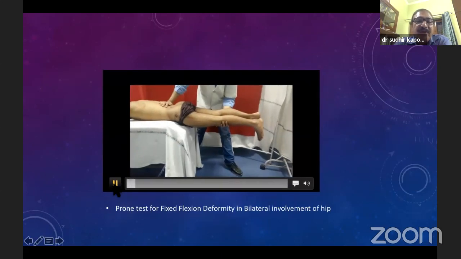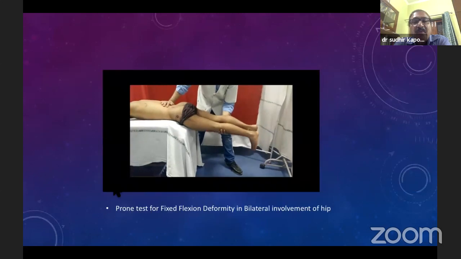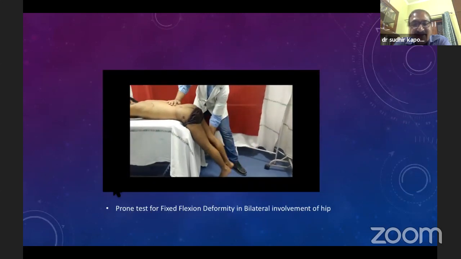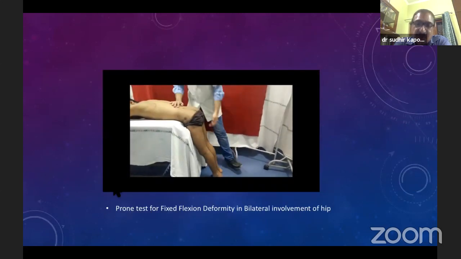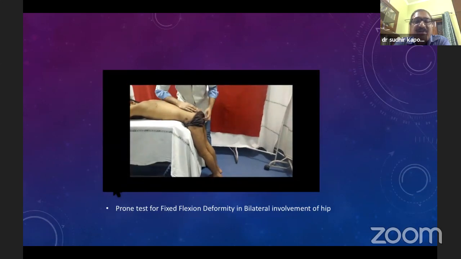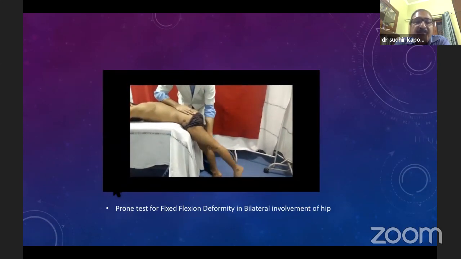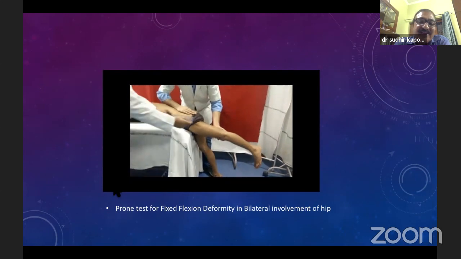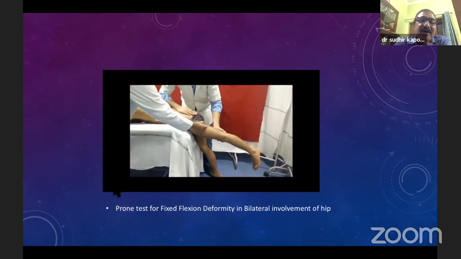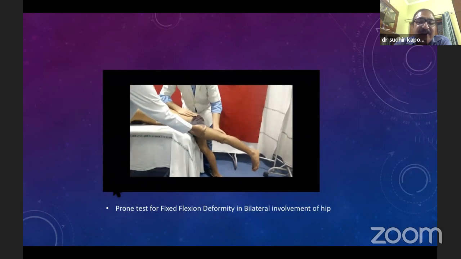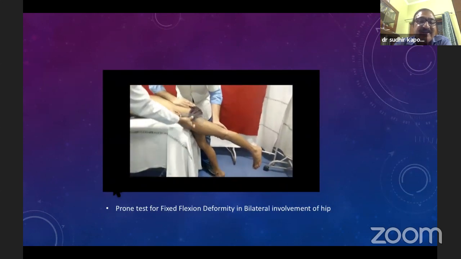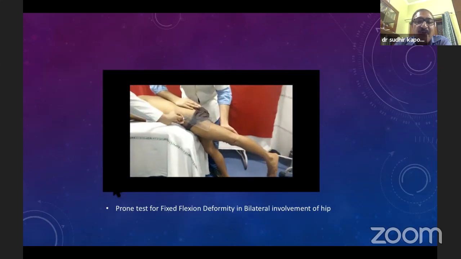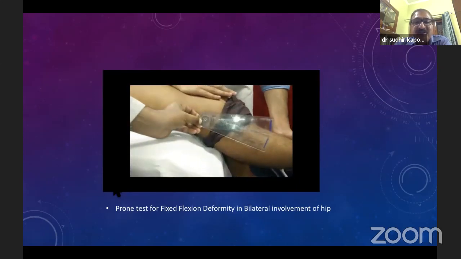The patient is made to lie prone on the examination table. Both the hips are flexed, which will obliterate the lumbar lordosis. Now one hand remains on the lumbar spine. The other hand extends the hip gradually. The point at which the lumbar lordosis starts reappearing is the amount of flexion deformity of that particular hip, measured in this manner.